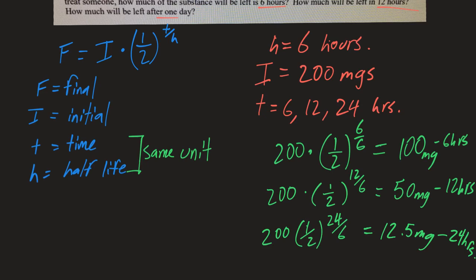Okay, so 3 calculations, and we got 3 different answers. After 6 hours, there's 100 milligrams, 12 hours, there's 50 milligrams, and 24 hours, there's now only 12.5 milligrams. In each one, you can see, guys, I just used the same formula and just plugged in a different time for each one to calculate how much there was left at each point.